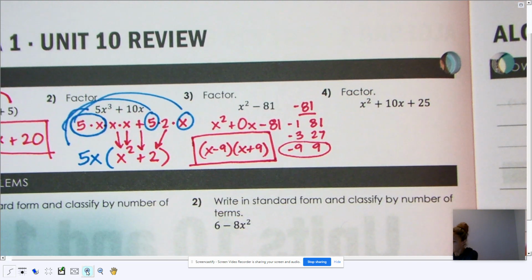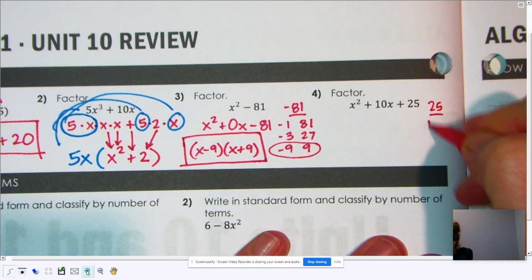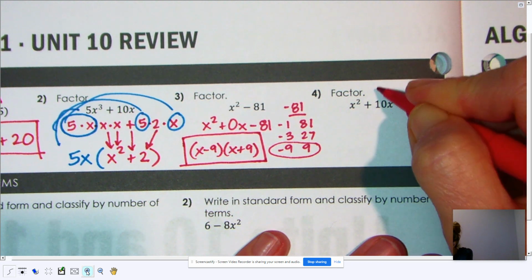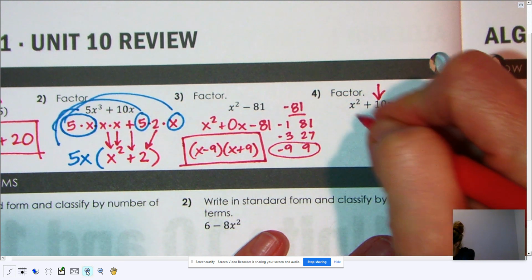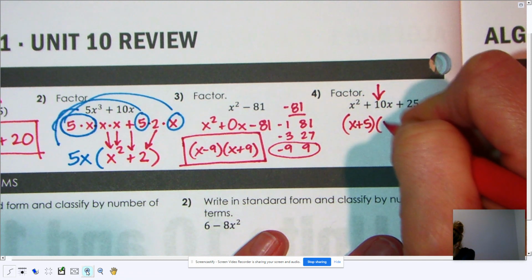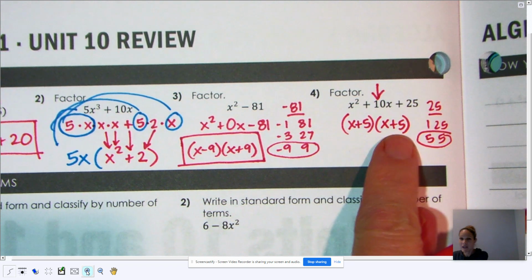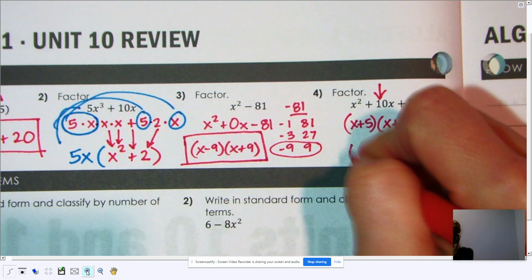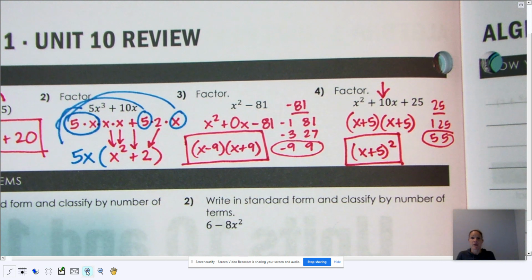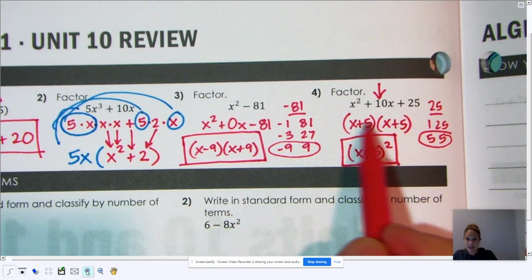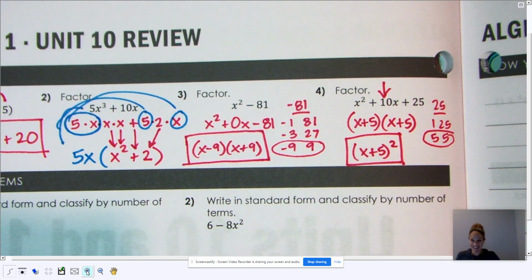Same thing over here. We are going to find things that make 25. So 1 and 25, 5 and 5, and I want to see which one of those combinations adds up to make 10. Well, 5 plus 5 does. So I'm going to write this as x plus 5 times x plus 5. And anytime we have the same thing being multiplied by itself, I could simplify it a little bit by writing it as x plus 5 squared. Okay, although if you left it like this, I wouldn't mark it wrong. This is just more simplified. Simplifieder? I'm not sure what the word is for that.